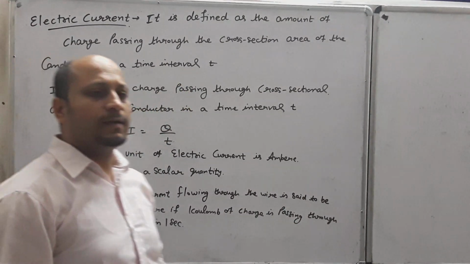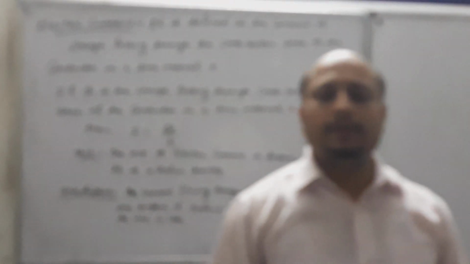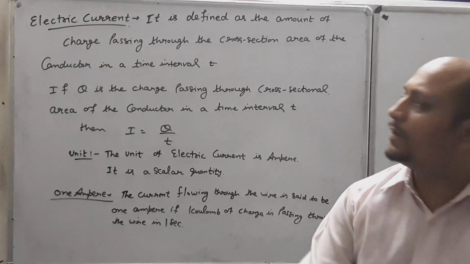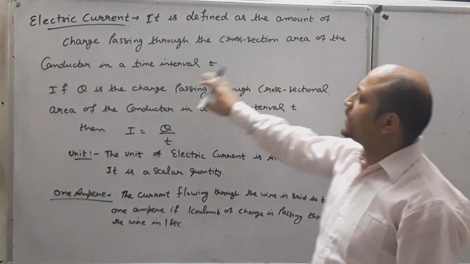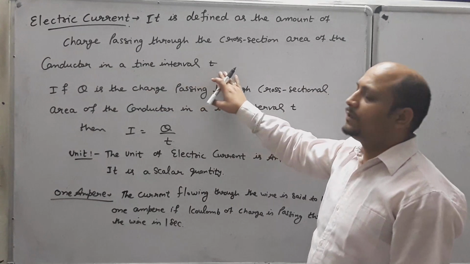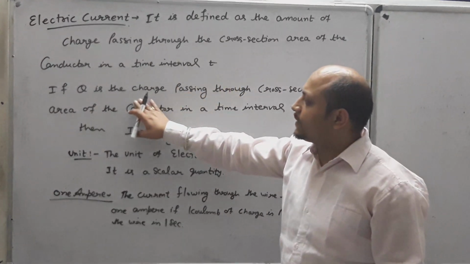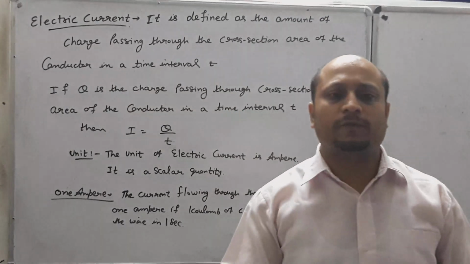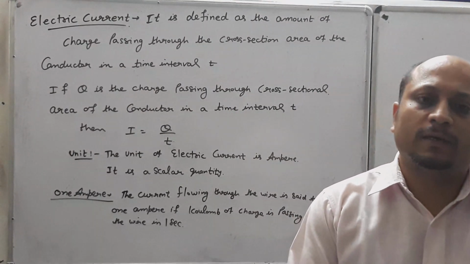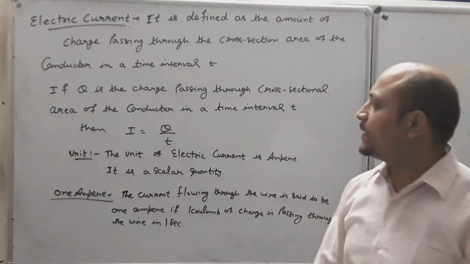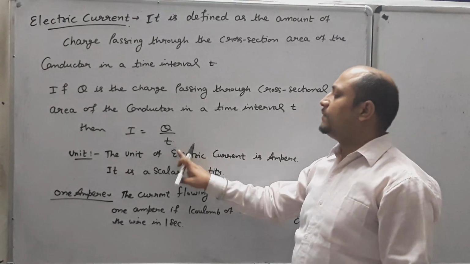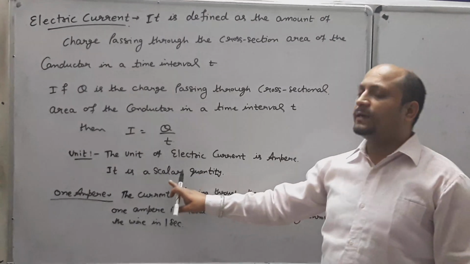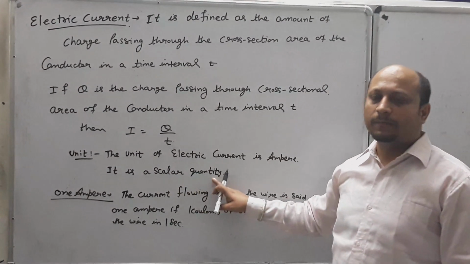So what is electric current? Electric current is the amount of charge passing through the cross sectional area of the conductor in a time interval t. मान लेते हैं कि q amount of charge जो है वो pass करता है cross section area of conductor से एक time interval t में, then current is q by t. The unit of electric current is ampere and it is a scalar quantity.